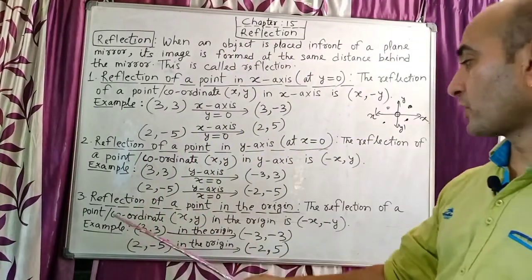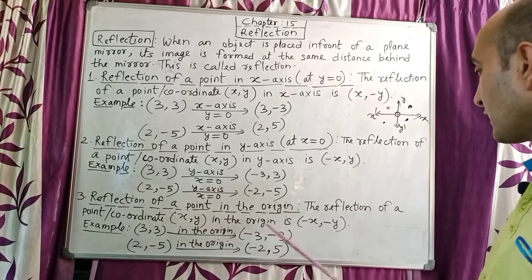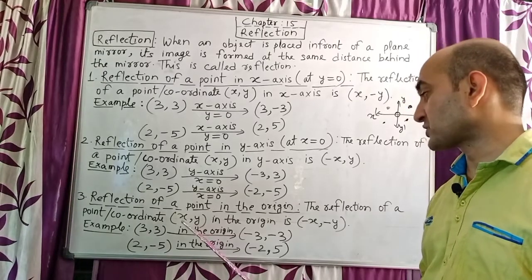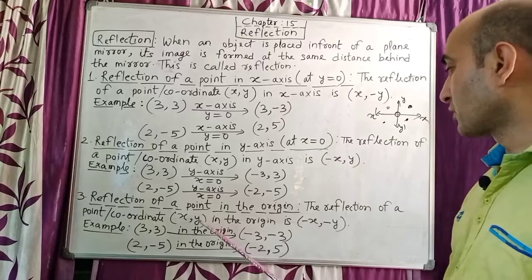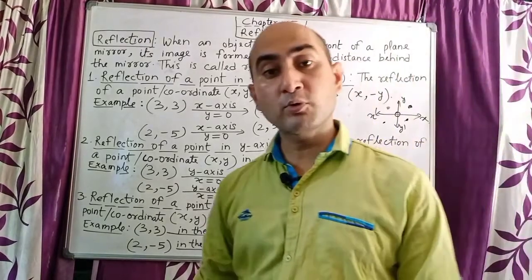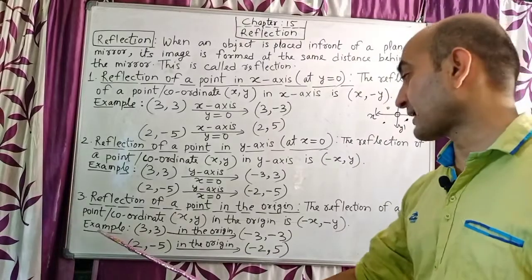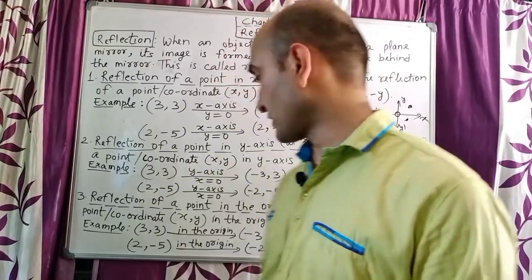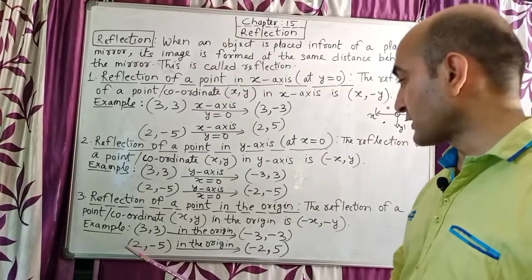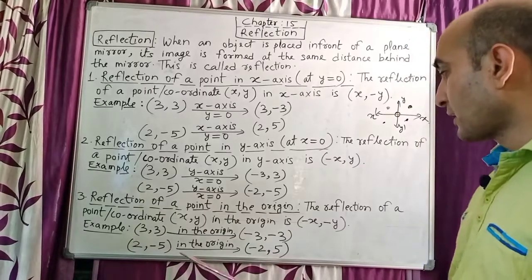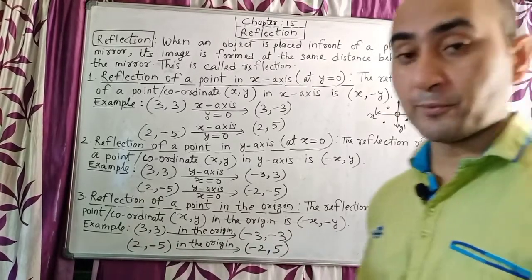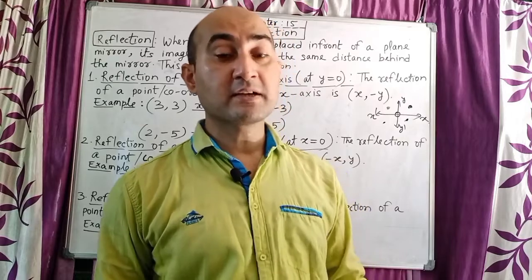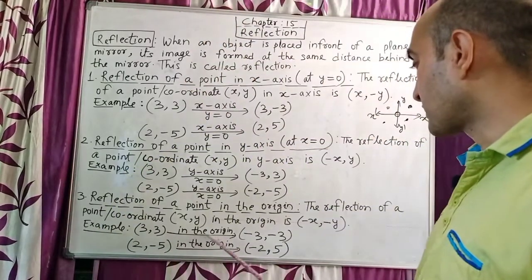Now come to the origin. The reflection of a point with coordinates x comma y in the origin is minus x comma minus y. The meaning of this is both will change, plus x becomes minus x, plus y becomes minus y. So in the origin both values change. For example, 3 comma 3 will become minus 3 comma minus 3, because both will change in the origin. Next, 2 comma minus 5: plus 2 will become minus 2 and minus 5 will become plus 5, just the opposite. That means for every point, the abscissa as well as the ordinate both change in the origin. This is the reflection in the origin.